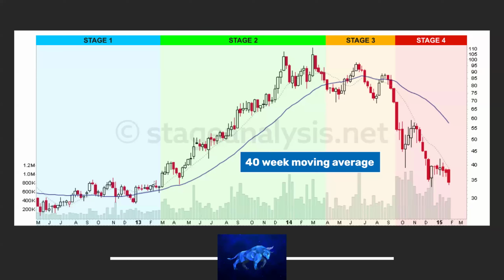When price starts to trend above that 40-week moving average, and the 40-week moving average begins sloping to the upside, that's generally believed to be the state where we've exited that stage 1 accumulation phase and entered stage 2. And once that 40-week begins sloping to the downside and price breaks below it, that's when we've generally accepted we move into that stage 4.